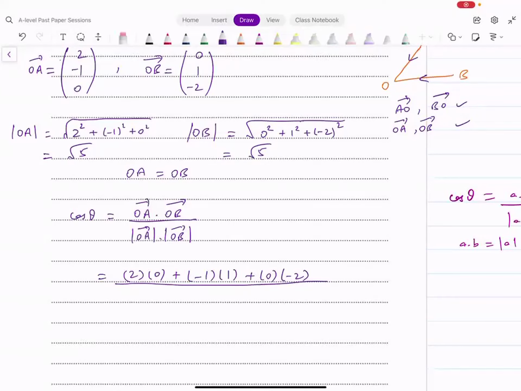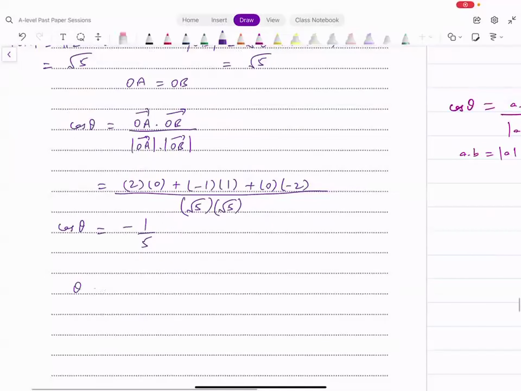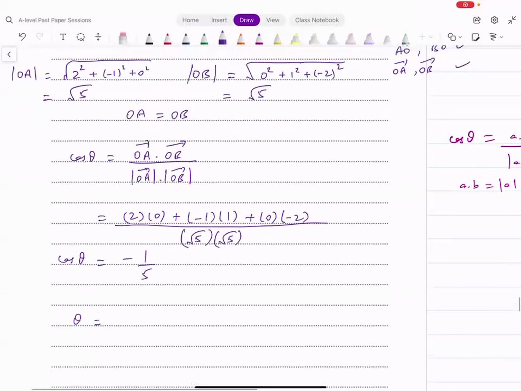ये dot product आ गया denominator में। OA और OB के magnitudes we have already calculated them before, that's square root of 5 and square root of 5। ठीक है, let's evaluate this. मेरे पास क्या आ जाता है, I'm getting 0 and then -1 and 0. Yes, that's -1/5. cos theta equals -1/5। ठीक है, यहां से मेरे पास angle आ जाएगा, इसका inverse ले लें, again.